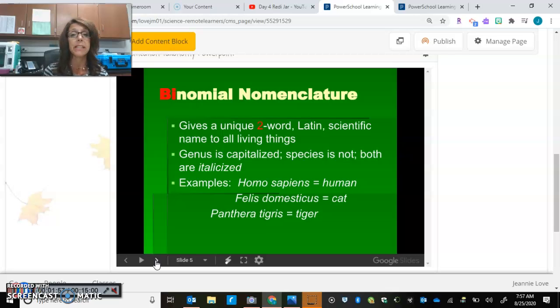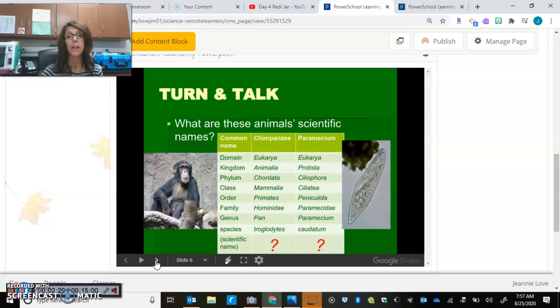Our genus and species name is Homo sapiens. If you look at the word Homo, it has a capital H and sapiens has a lowercase s. Homo sapiens, that's you and I, we're human. Felis domesticus is a cat, and Panthera tigris is a tiger. All of those names have capital letters for the genus names and lowercase letters for the species name.